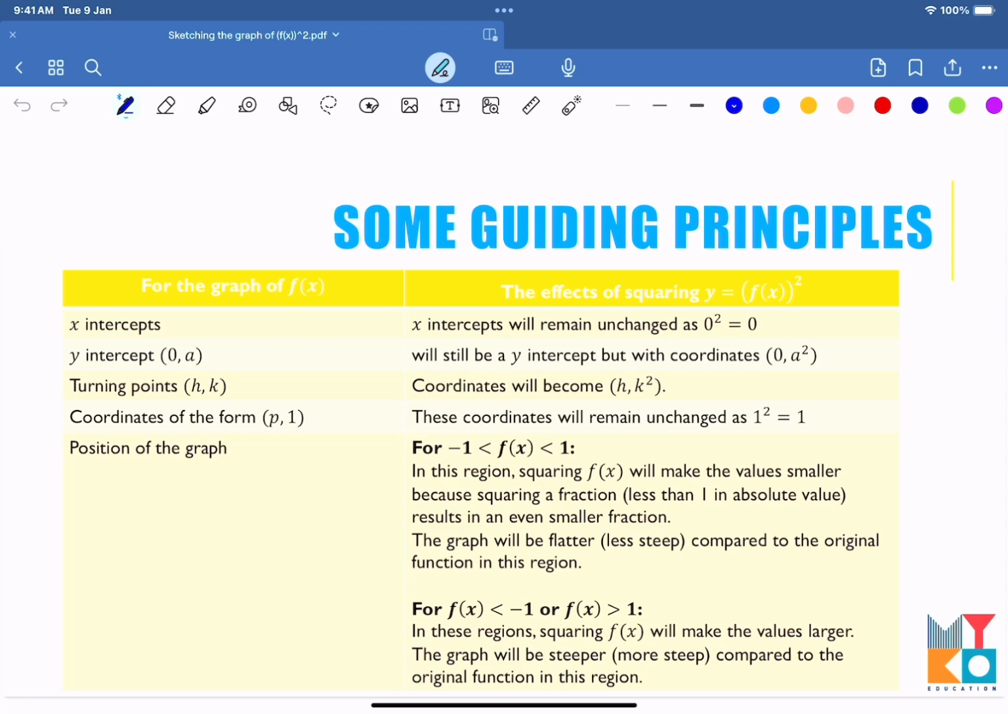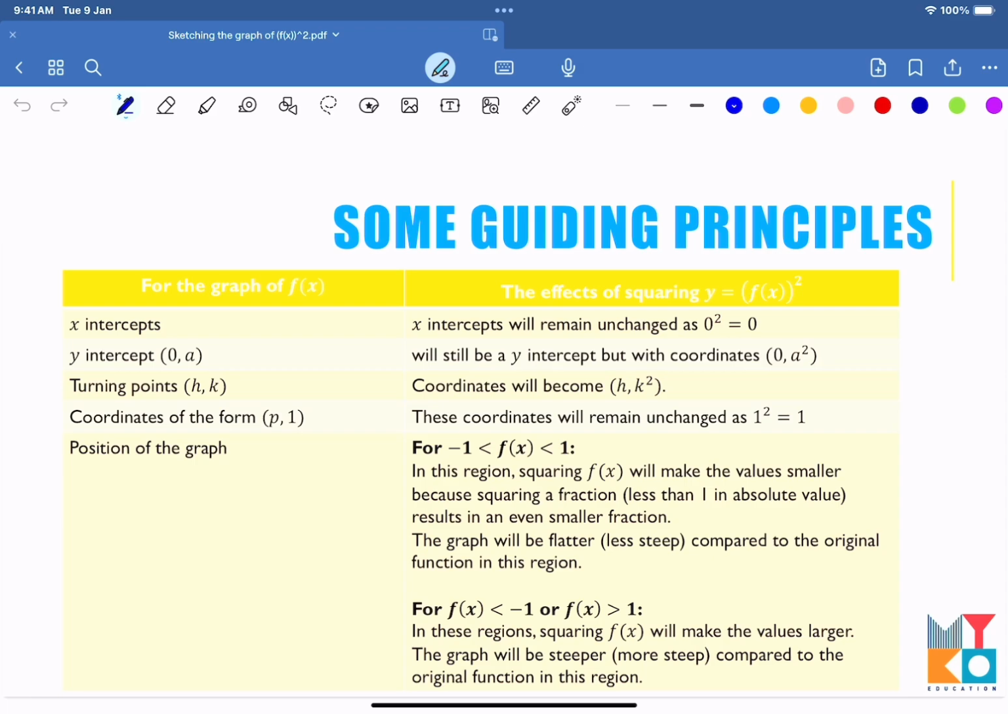One part about the square of f of x graph is the position of the graph. We can categorize it into two different regions. The first region is when f of x is between -1 and 1. In this region, when you square a number between -1 and 1, for example half, it becomes 1/4, which means the squaring results in a smaller value. As a result, the graph will become flatter compared to the original graph.